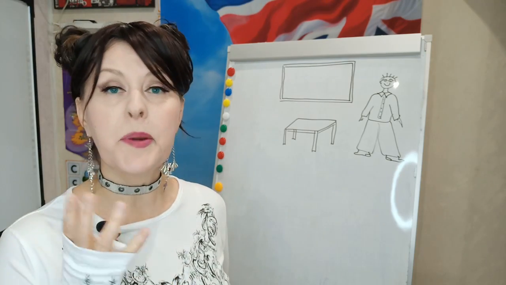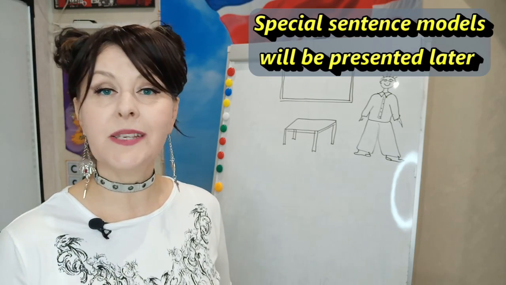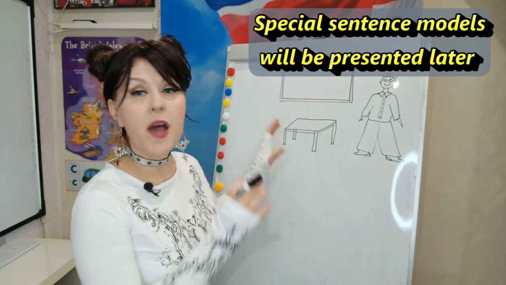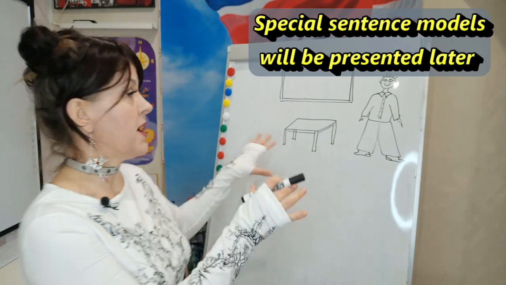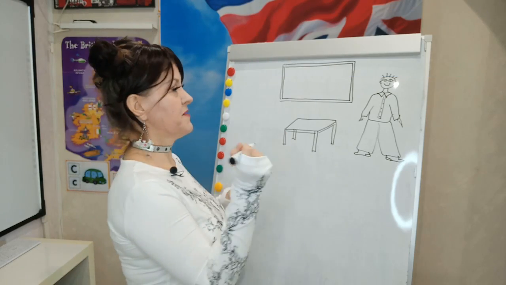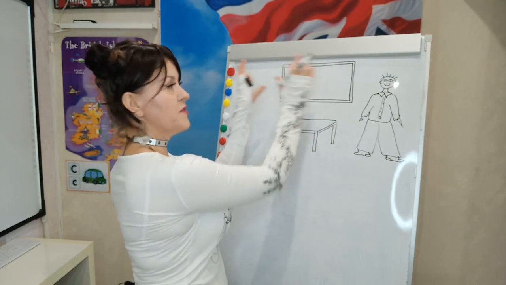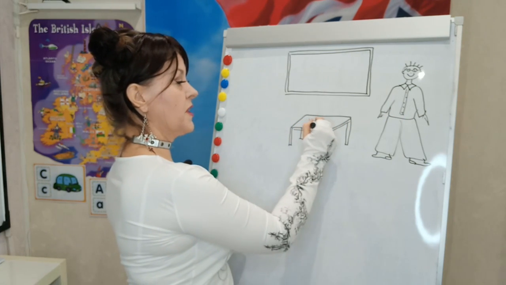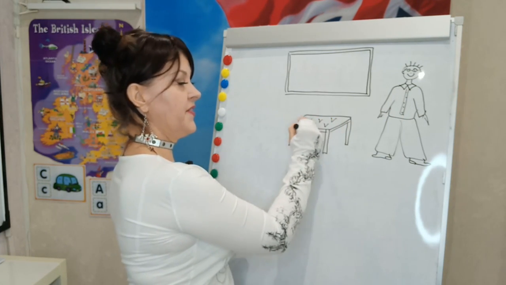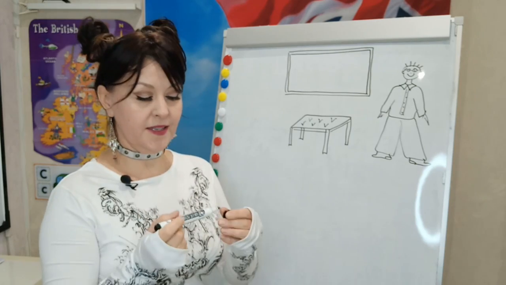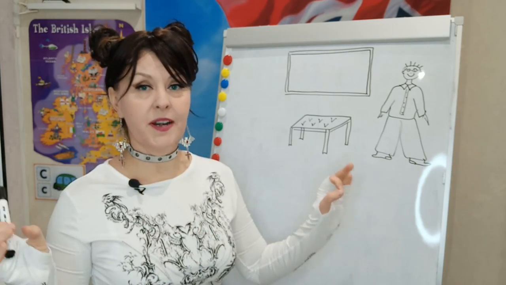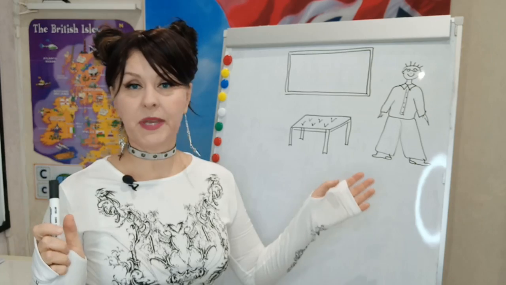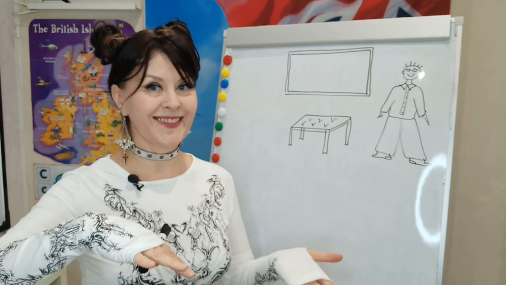Before the lesson, prepare 10 sentences on pieces of paper and put them face down somewhere in one end of your classroom. For example, this is your classroom, the board, the teacher, the teacher's desk, so you can put them here. 10 sentences, 10 pieces of paper. One sentence on one piece of paper, face down.